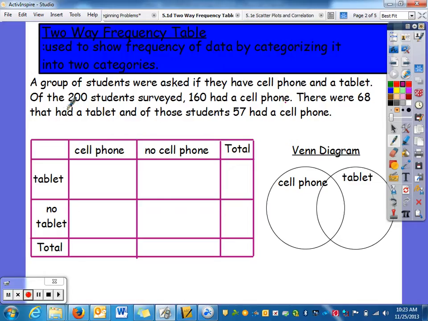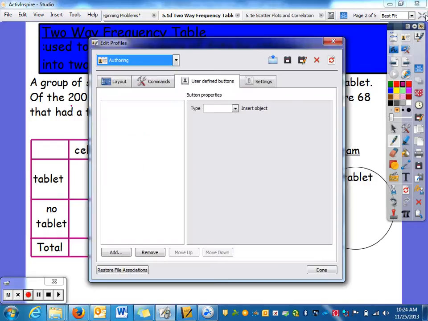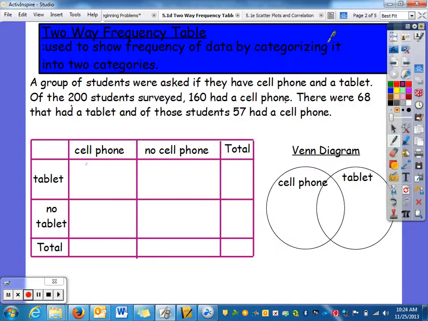So what we're going to do, we're going to put that in the chart here. So notice I have cell phone and no cell phone. And then you have tablet. So then we have tablet and no tablet. So let's look at what the numbers would go in each one.